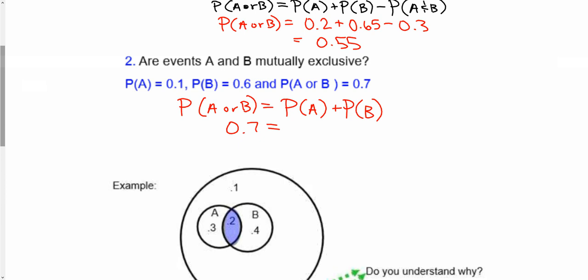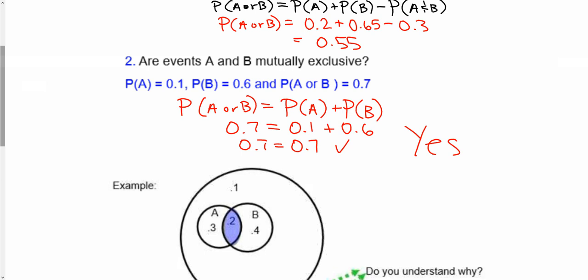Probability of A is 0.1. Probability of B is 0.6. So we end up with 0.7, 0.7. So the answer, yes. Now, if these didn't match, that just means that there's some subtraction happening that's making them not equal anymore. So if these don't match, then that's not mutually exclusive.